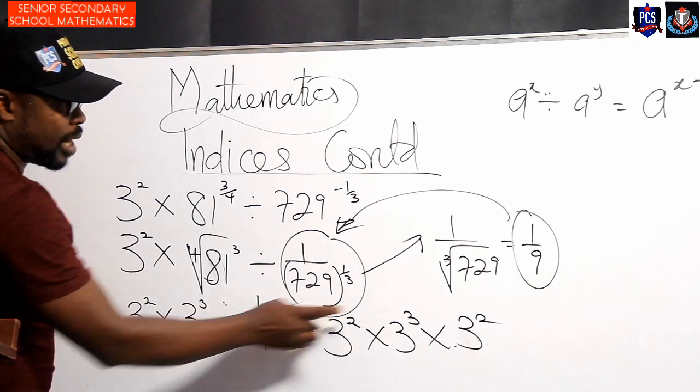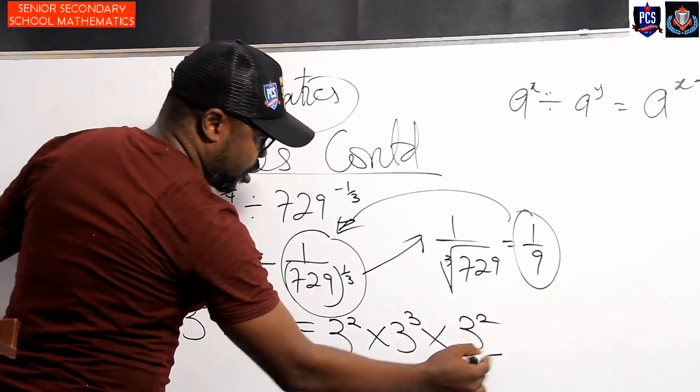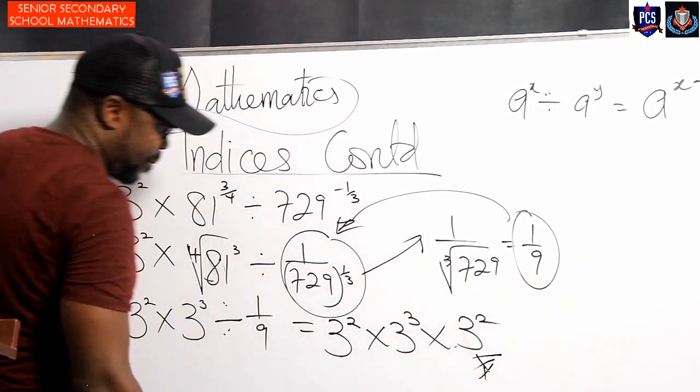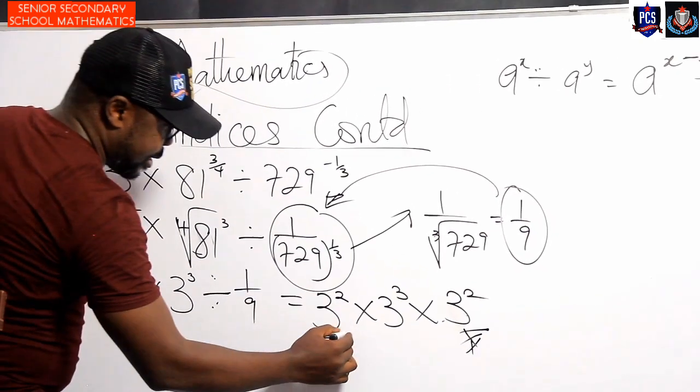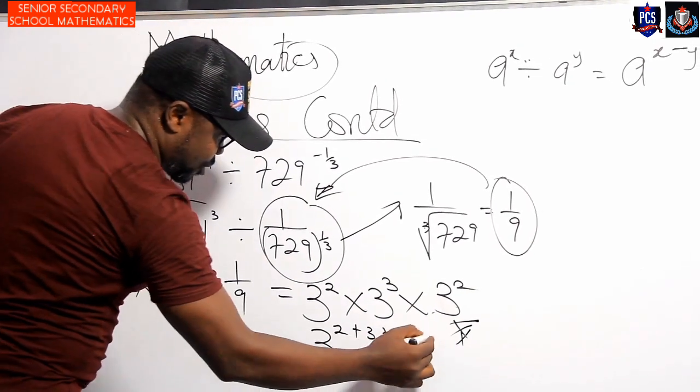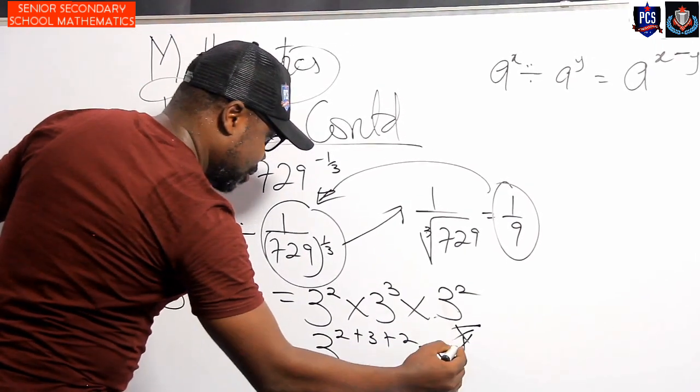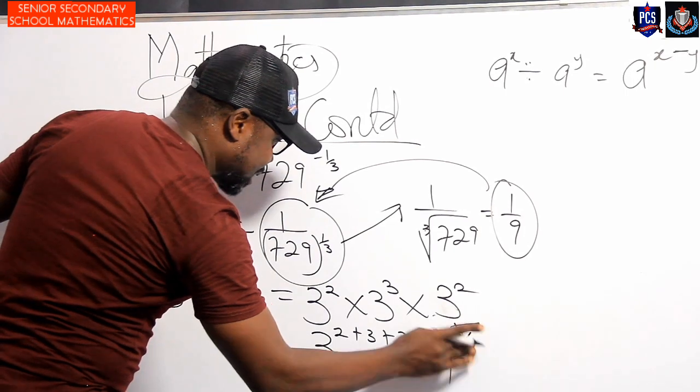This is 9 over 1. 9 over 1 is the same thing as 3 raised to the power 2 over 1. But the 1 is no more necessary, I'm ignoring it now. So I'm applying the indices law now, which says 2 plus 3 plus 2, which gives us 9 raised to power 7. That's as simple as that.